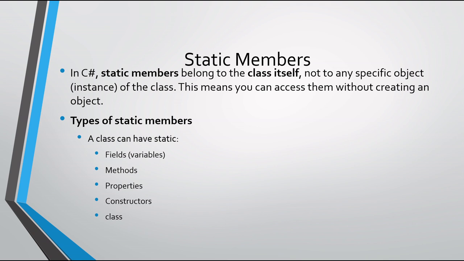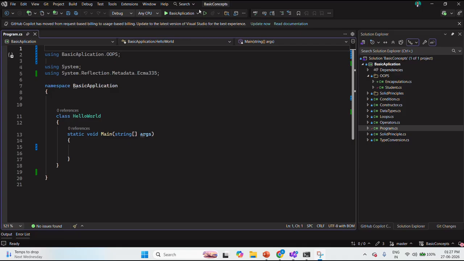How many types of static members are there? Static members can be a class, fields, methods, properties, or a constructor. So let's go one by one in the code, and I will explain what the static field, methods, properties, constructor, and class are. Let's go to the code.